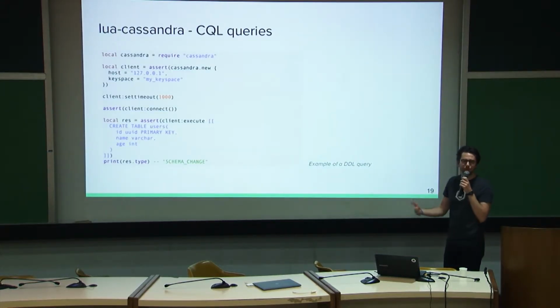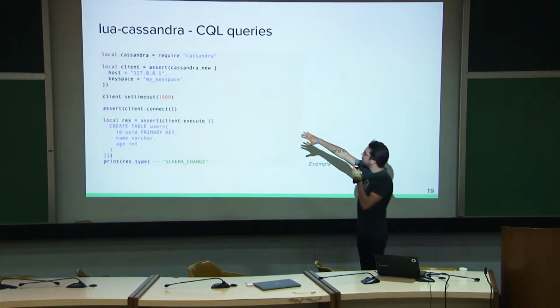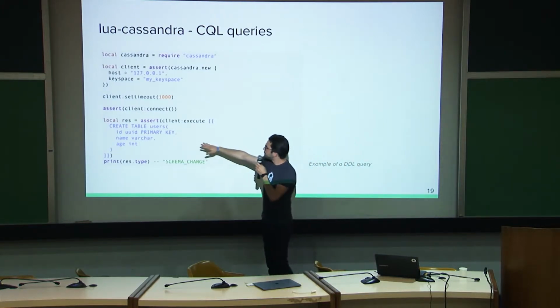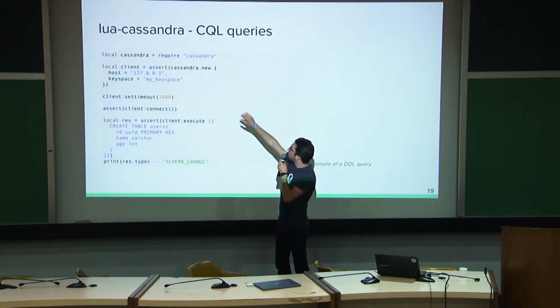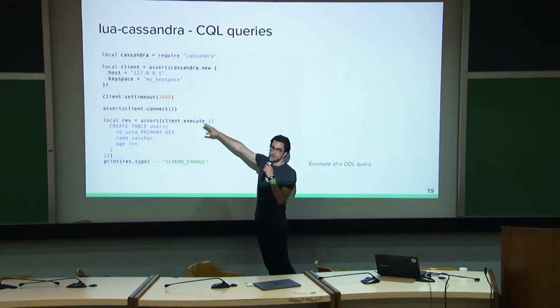Just a few examples, I guess, so maybe you can see what it looks like. This is just a simple data definition query. We just create a table, and what we can see is we create a socket. We set the timer. We connect. At least we try to connect.